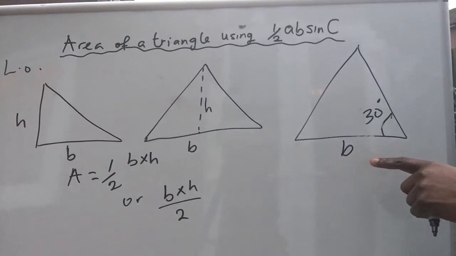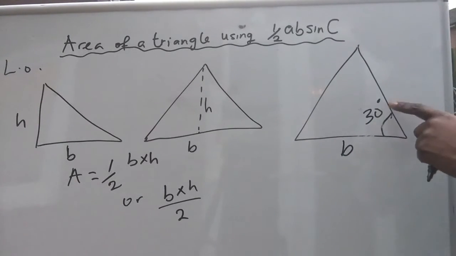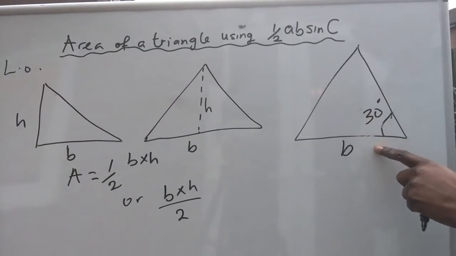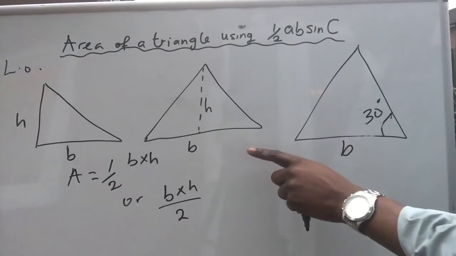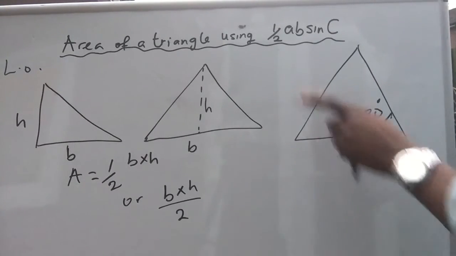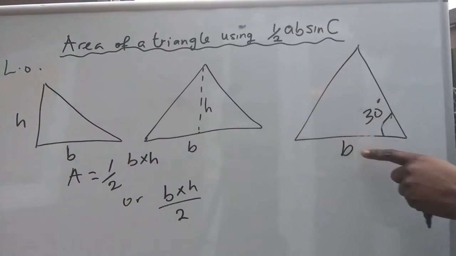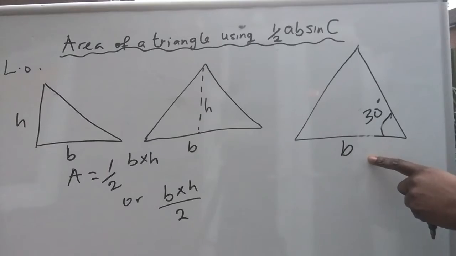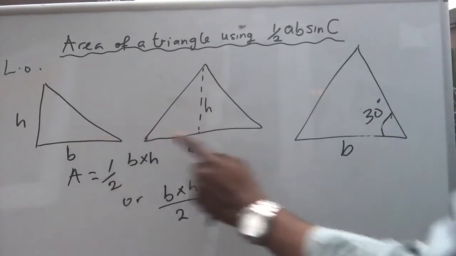But if you look at the third triangle, we've got an angle. Now, when we have an angle, we can't use this formula anymore. We've got to use a different formula, which is half ab sine C, to solve the area of this triangle. So I'm going to take these two off, and I hope you still remember them.